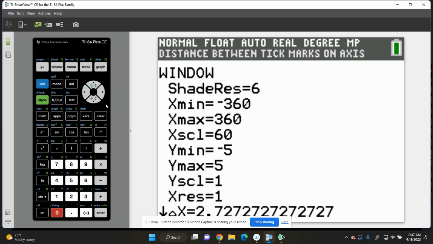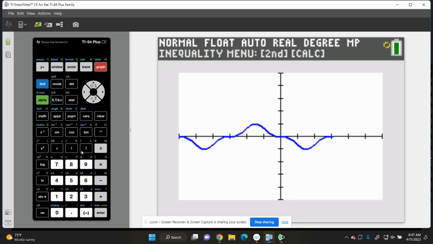Okay? And then y, I went from negative 5 to 5. You could do negative 10 to 10, doesn't matter. And then graph it. We get the same thing if we're in degree mode. So if you're in degree mode, you want to use 360 and negative 360. If you're in radian mode, you want to use 2 pi and negative 2 pi. Okay. Did it work this time?